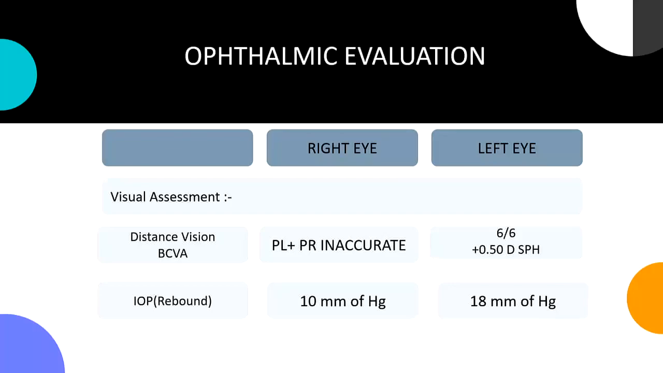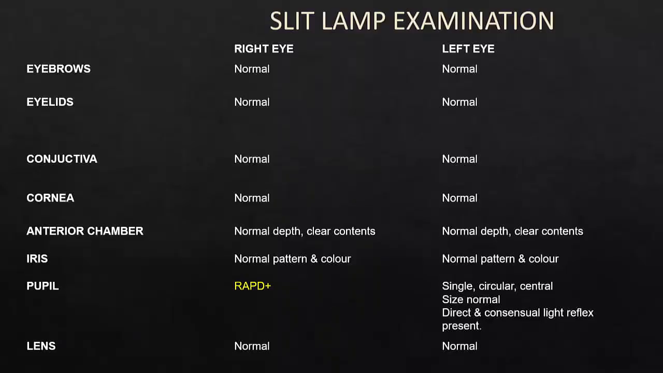On ophthalmic evaluation, his right eye vision is PL accurate with PR inaccurate. In the left eye, best corrected visual acuity with plus 0.5 spherical is 6/6. IOP with rebound tonometry is 10 and 18 millimeters of mercury. On slit lamp evaluation, the rest of the anterior segment is within normal limits apart from RAPD in the right eye.